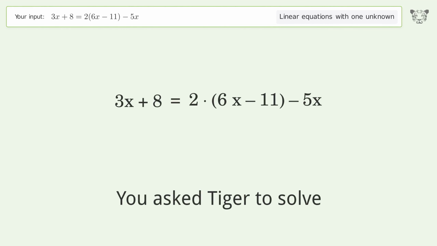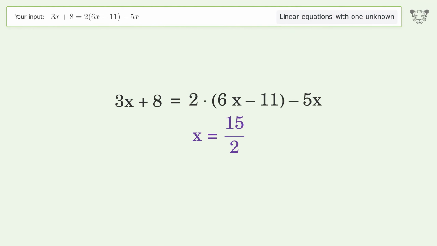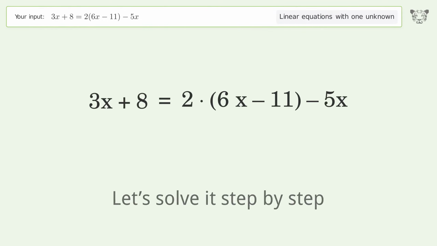You ask Tiger to solve this. This deals with linear equations with one unknown. The final result is x equals 15 over 2. Let's solve it step by step.